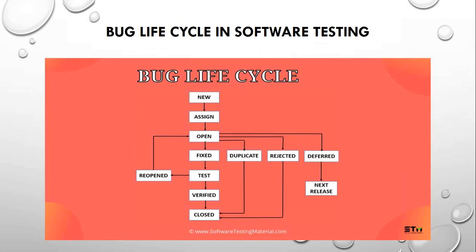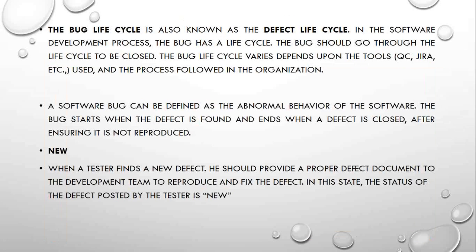Okay, so this is very important, bug life cycle or defect life cycle. It's very easy. In the bug life cycle, a bug has a life cycle. It has to follow through. In the bug life cycle, it depends upon the tools, whether it can be QC, quality control, or Jira, like in the organization.